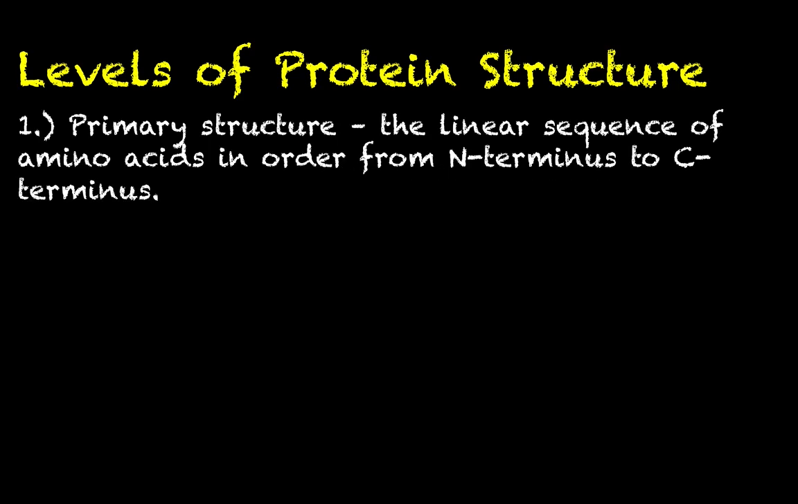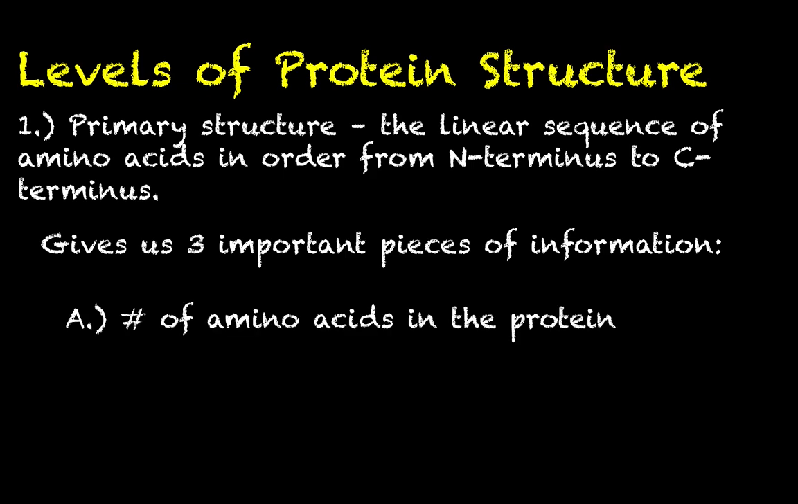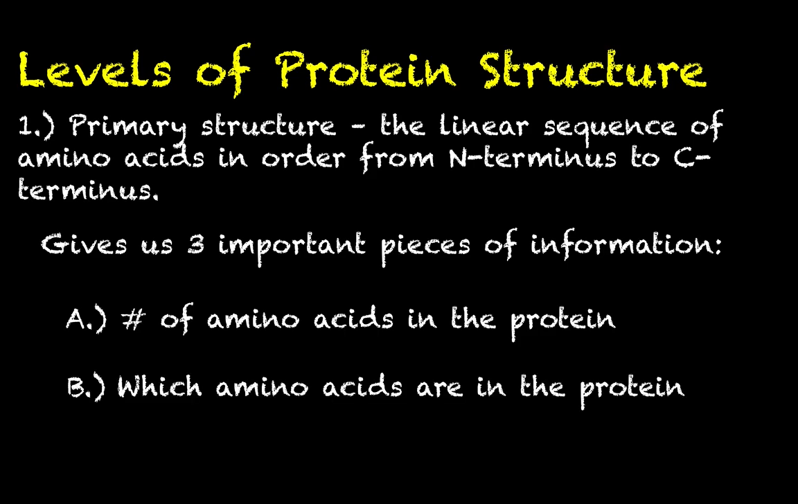So the primary structure refers to the linear sequence of amino acids in order from N-terminus to C-terminus. This primary structure is going to give us three very important pieces of information about any particular protein. Number one, it tells us the number of amino acids that are in the protein. Some proteins are very short, some proteins are very long. How long or how short a protein is dictated by how many amino acids are joined together by peptide bonds.